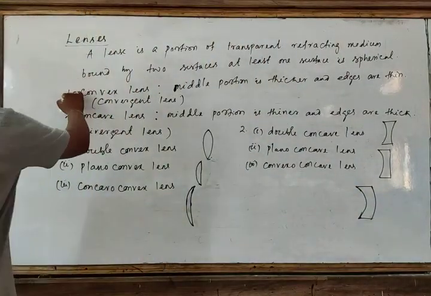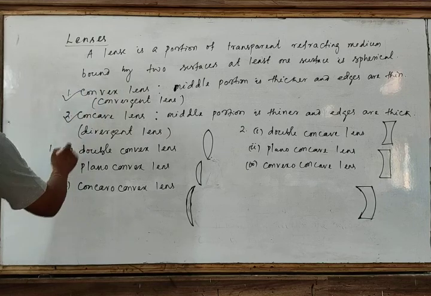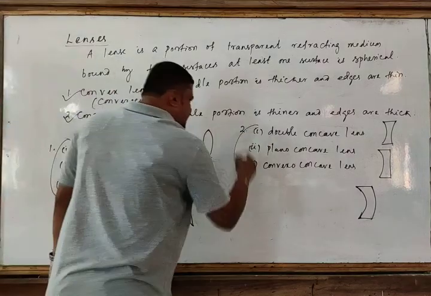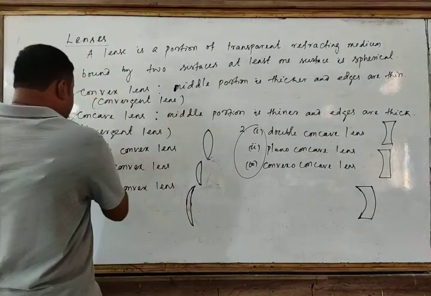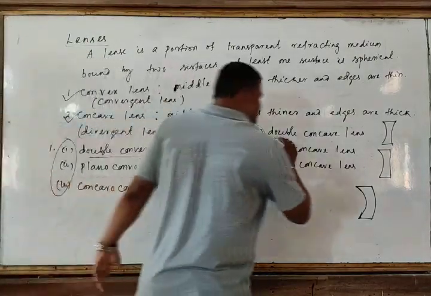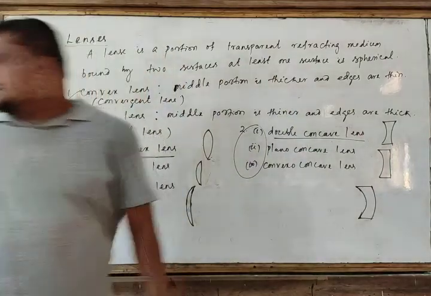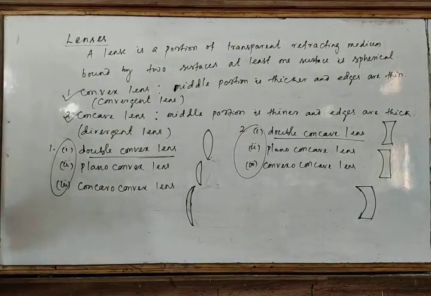So the lens may be convex or concave. Convex may be of 3 types. Concave may be of 3 types. But the most commonly used lenses are the double convex lens and the double concave lens. Here, mostly we will use these lenses.